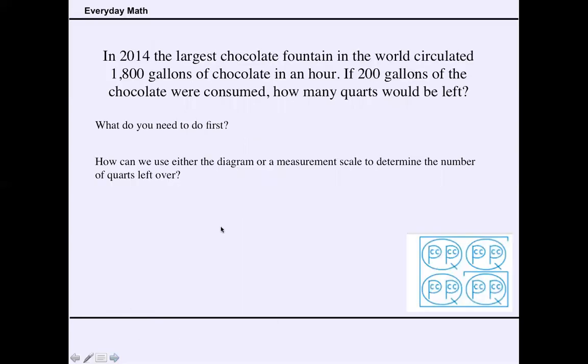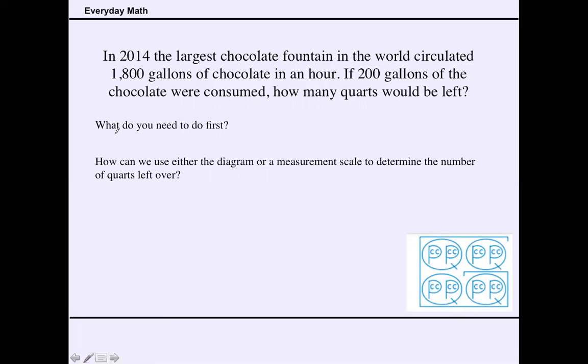Okay, here's our last one. In 2014, the largest chocolate fountain in the world circulated 1,800 gallons of chocolate in an hour. If 200 gallons of the chocolate were consumed, how many quarts would be left? So what do I need to do first? The first thing I need to do is find out how many gallons would be left, and then I can convert that into quarts.